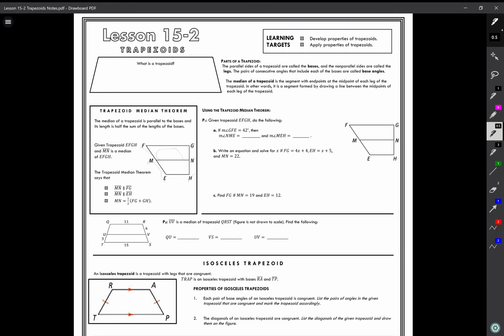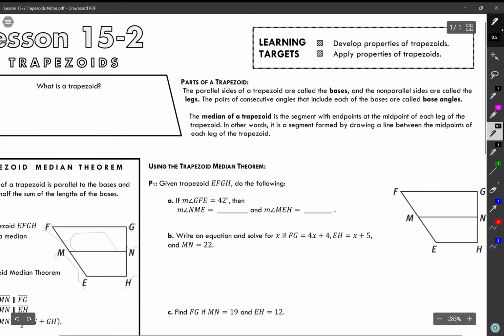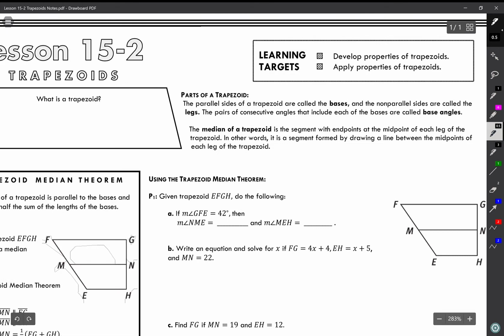Okay, this is the lecture video for lesson 15-2, which is part of the activity 13/15 video series, which you'll have a test on. So, last video we introduced quadrilaterals and did kites, okay? So, 15-2 is trapezoids. We will be developing properties of trapezoids and then applying those properties. Those are our learning targets.